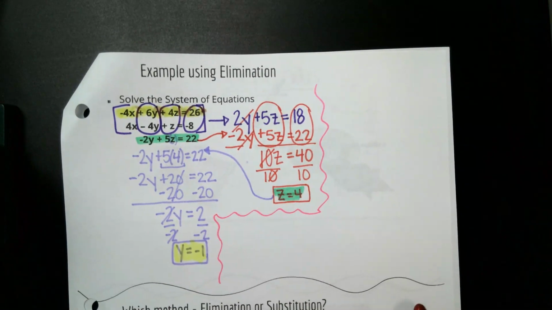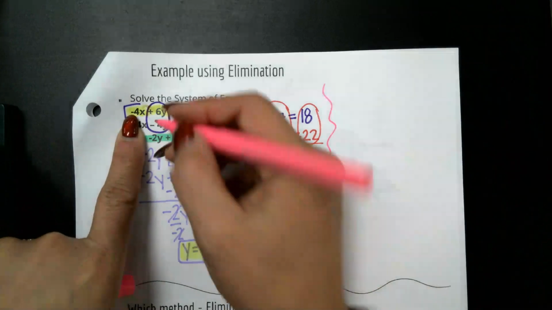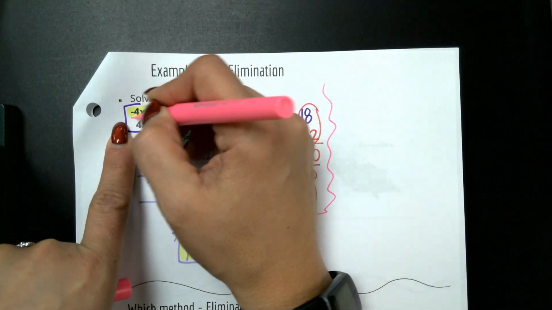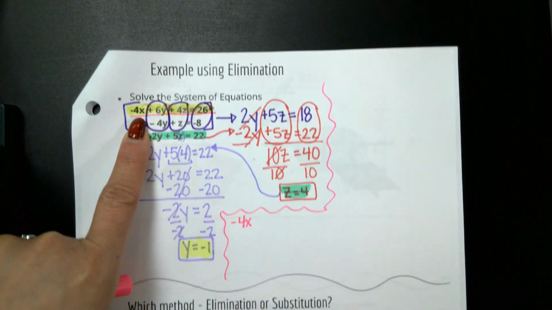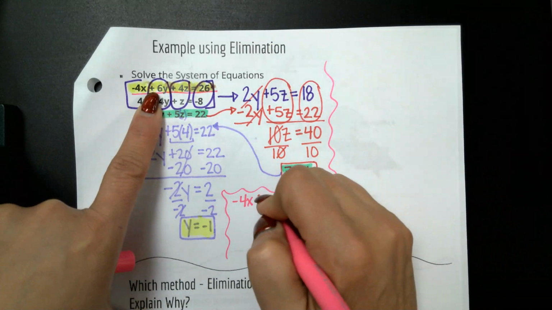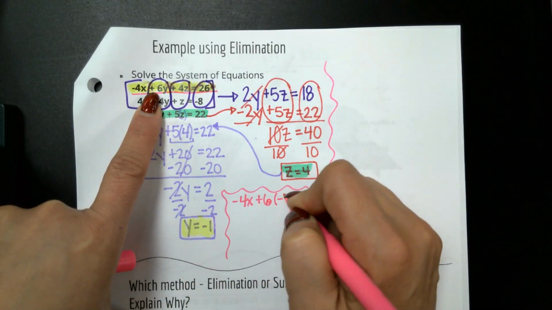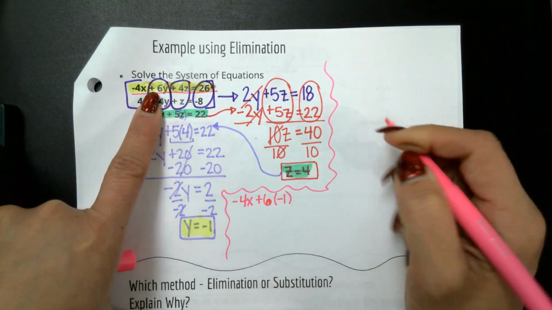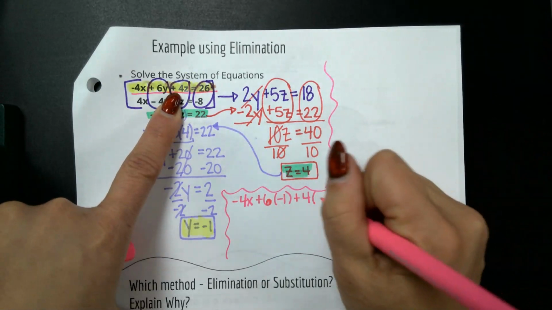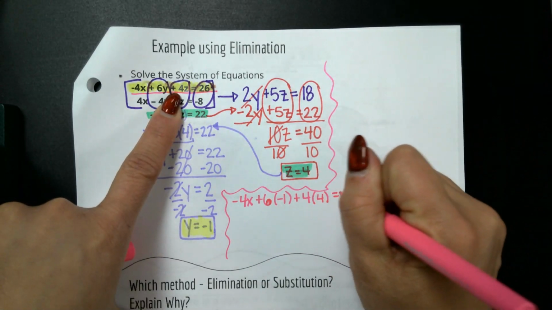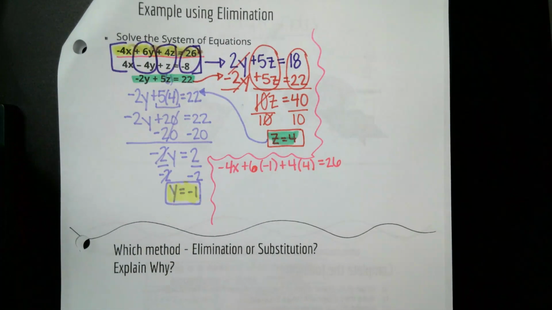Okay, so is everybody good doing this? I don't know if you need to watch me set it up, but I'm going to take this equation and leave the negative 4x the same. Then I'm going to put plus 6, but then instead of putting the letter y, I'm going to put in that negative 1 that we just found. And then plus 4, and then instead of putting the letter z, 4, equals 26. I believe you, but you're way far ahead of me.